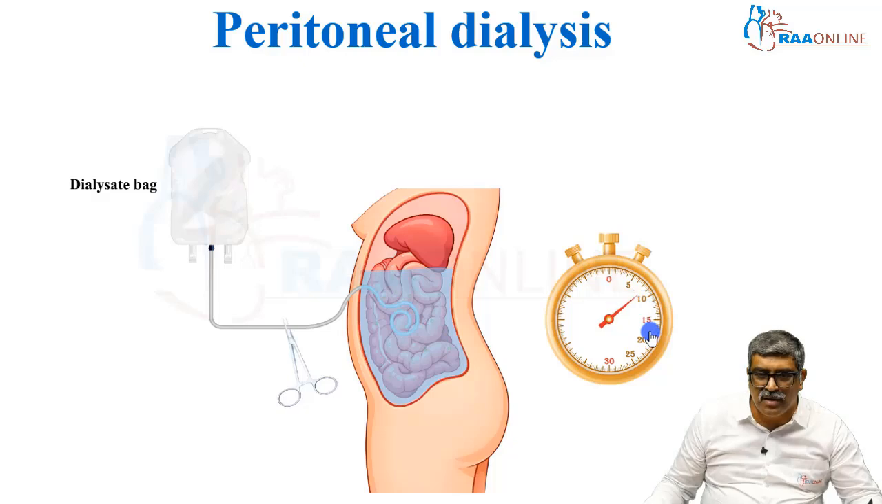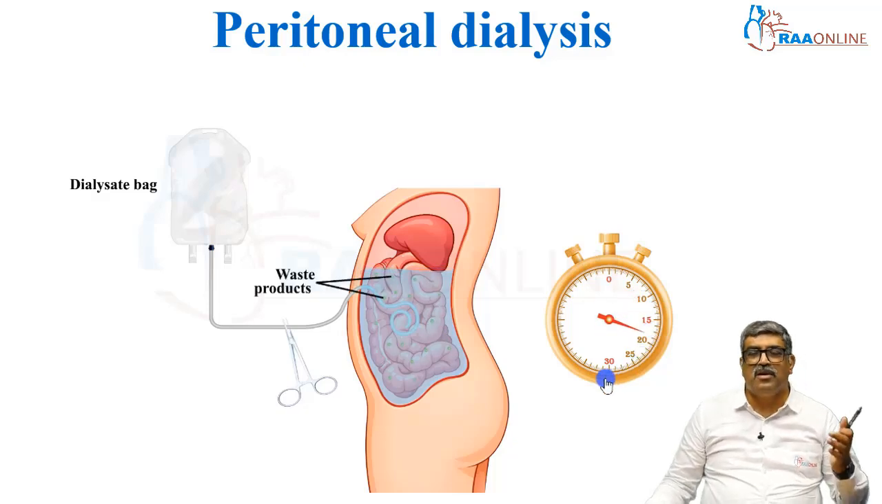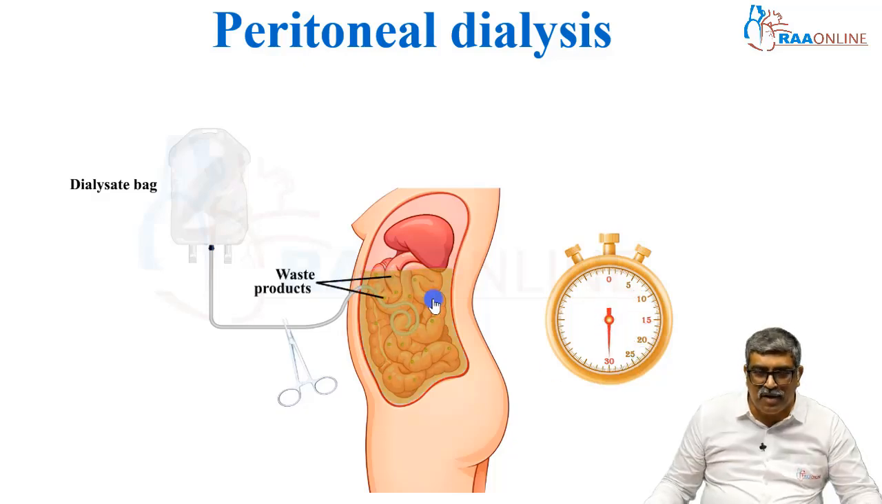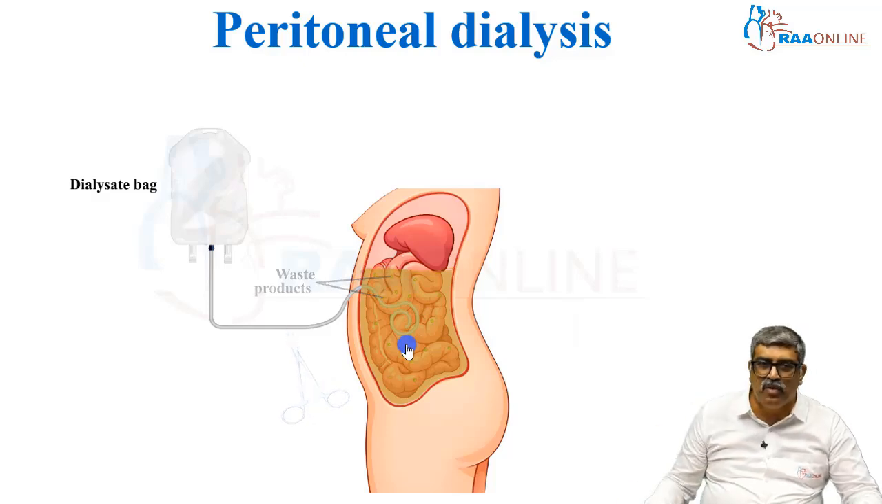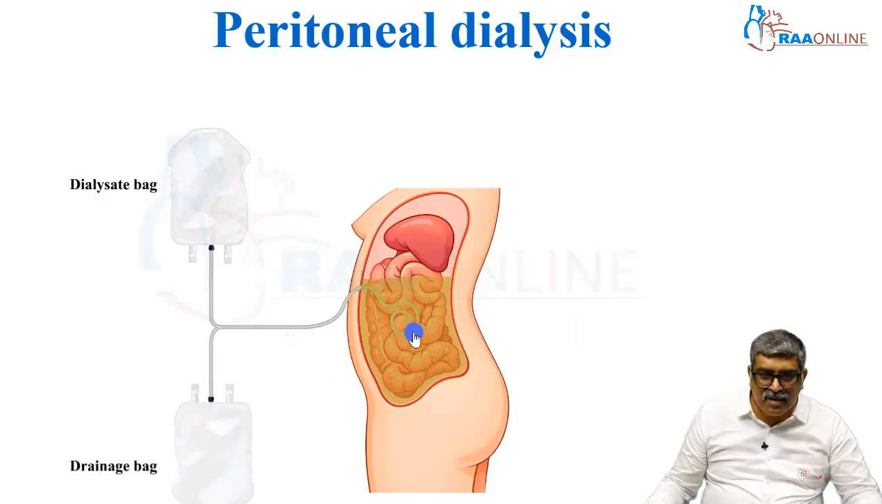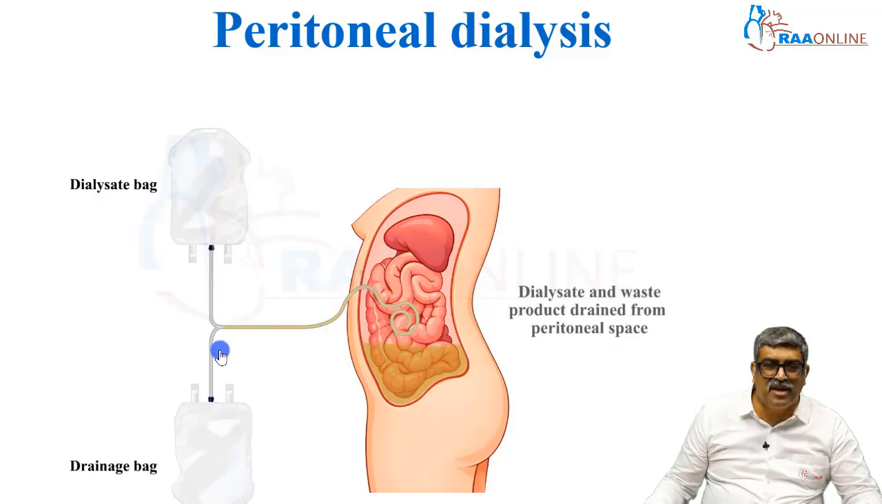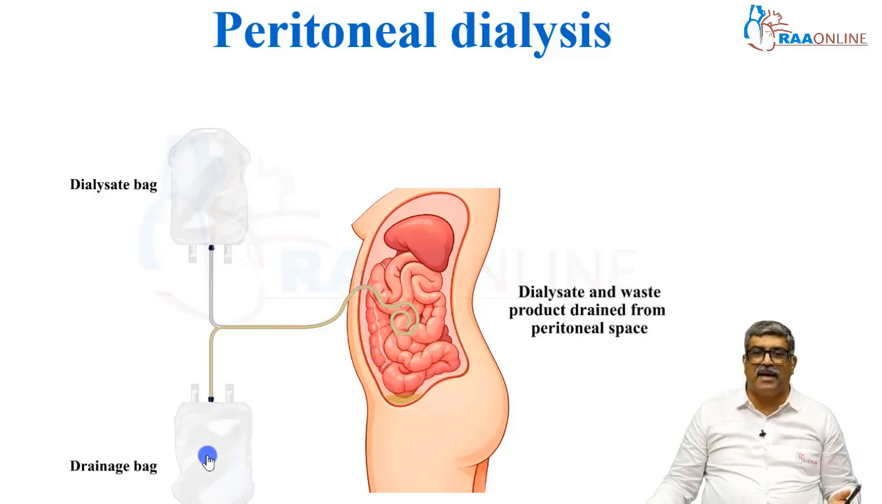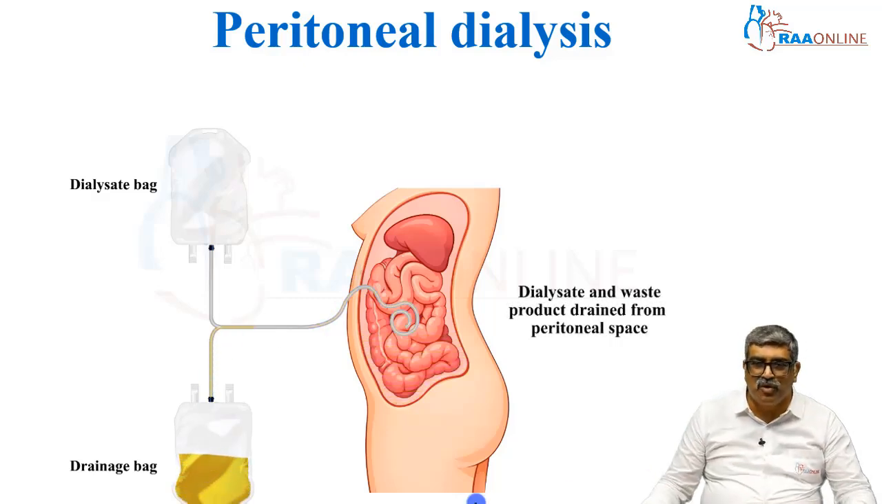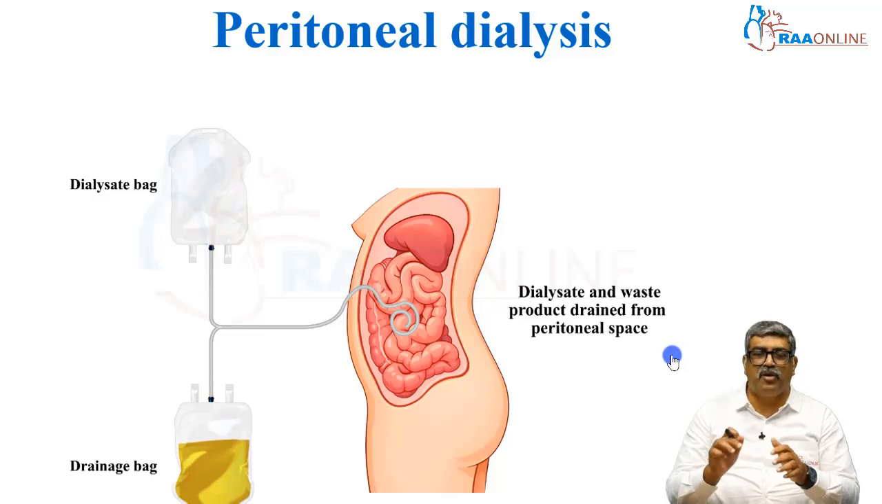You allow the fluid to dwell around 30 minutes. All the waste products will dwell and be removed. Then the fluid inside the abdominal cavity is drained into the bag. So by doing this, you remove the waste product from the peritoneal space.